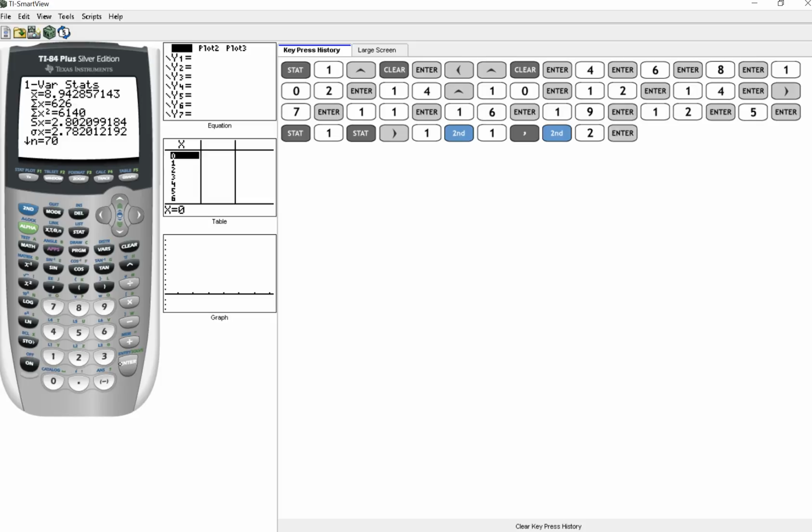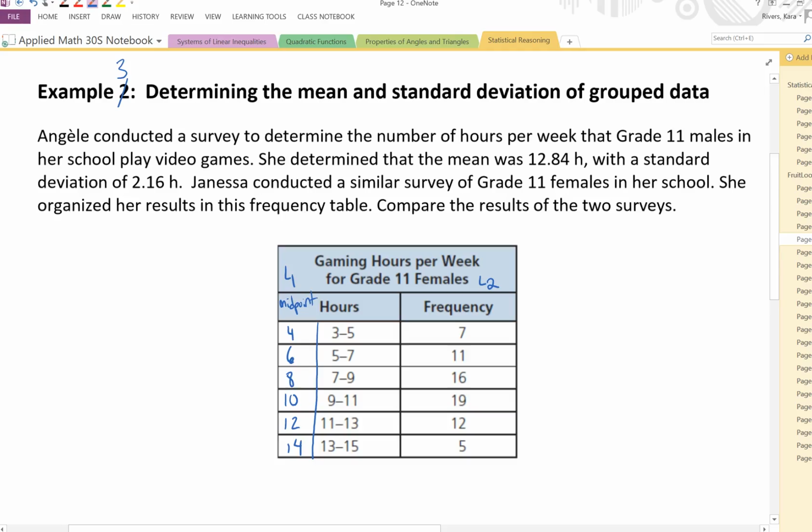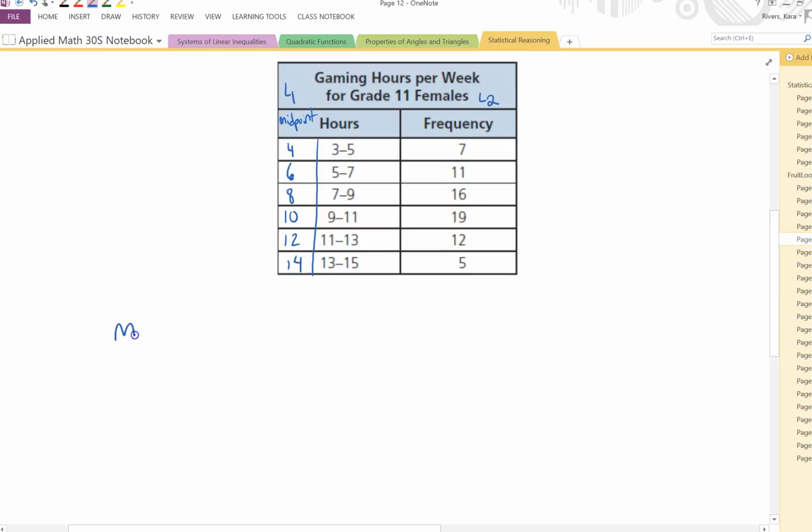So we already have the mean and the standard deviation for the males. And now we have the mean and the standard deviation for the females. So the mean is 8.94285 and so on, and the standard deviation down here, the sigma x, 2.7820 and so on. All right, so let's analyze our data. Let's see what's going on. So they've given us the information for the grade 11 males, and we're going to compare that to the information for the grade 11 females.